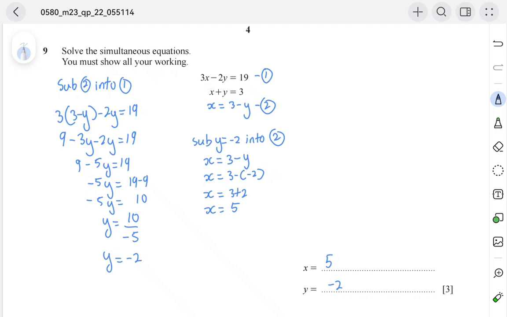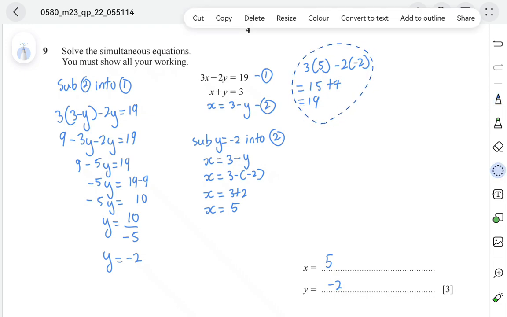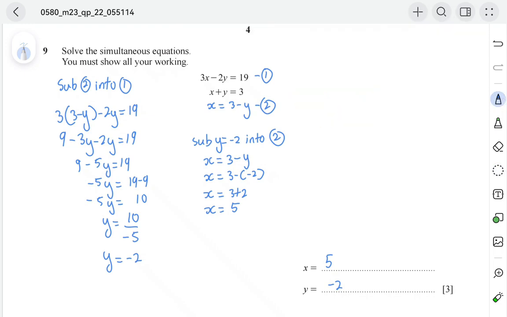To test if your answers are correct, you can actually substitute the values into one of the equations. For example, let's take back equation 1. 3 times 5 minus 2 times negative 2 equals 15 plus 4, which is equal to 19. Showing that this equation is correct, and our values of x and y are correct.